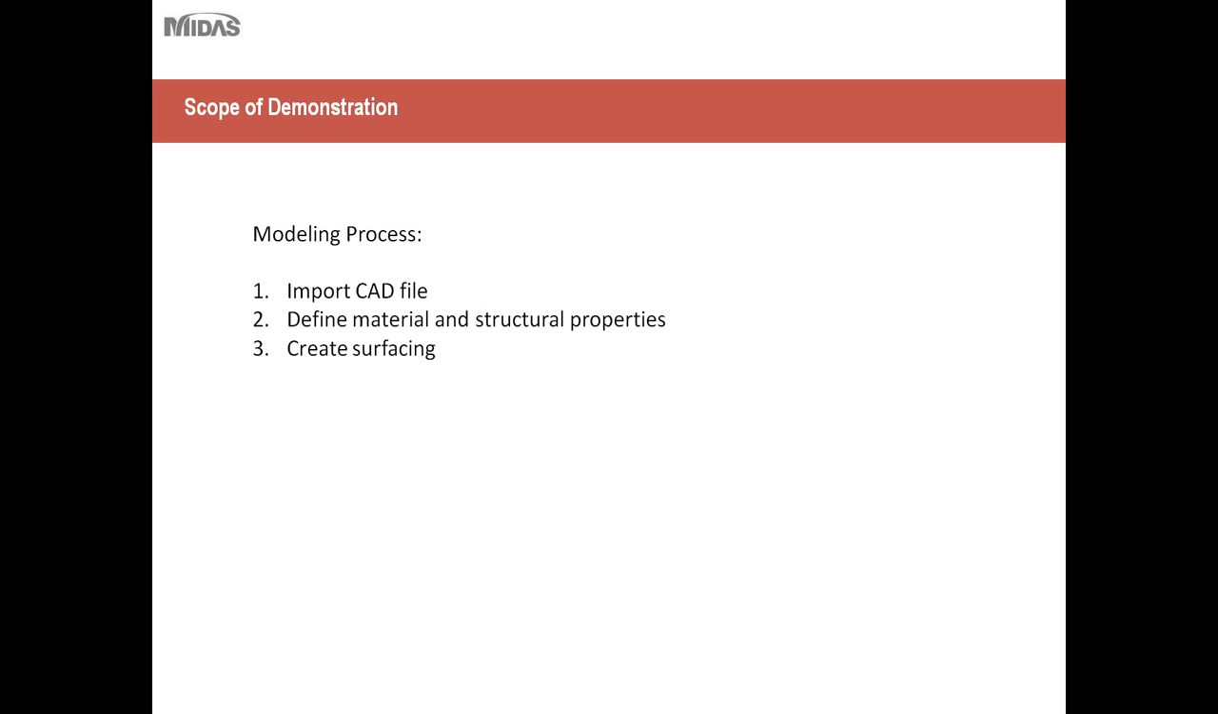Then we'll create the surfacing, which is very important. I understand that several of you are very new to the program or still looking into the program. So this is a very key step, which I'll explain in detail. And then we'll assign the material and structural properties to the surfaces and the lines that we've defined previously. We'll assign the boundary elements, or in this case, the surface springs, because this is a seismic design project.